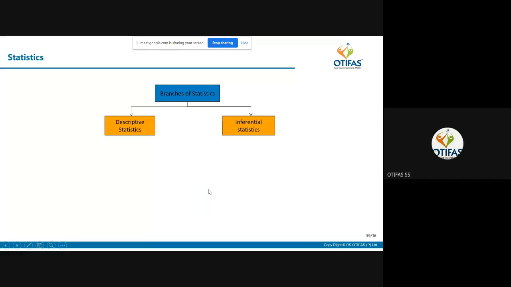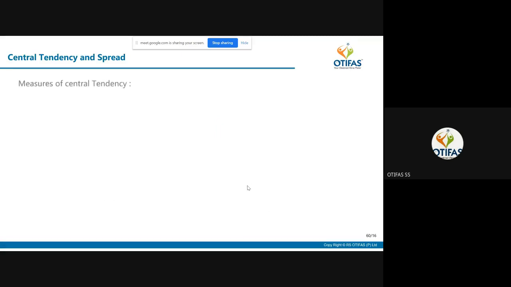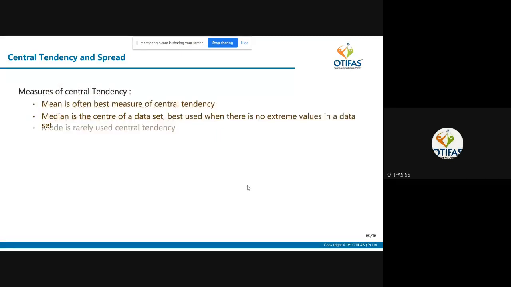Now, branches of statistics: descriptive and inferential. In descriptive, we are doing measures of central tendency, etc., mean, median, mode, etc. But in inferential statistics, we are going to learn different probability. When you have probability, you have different probability distributions like binomial, Poisson, etc. Okay? So, central tendency and spread.